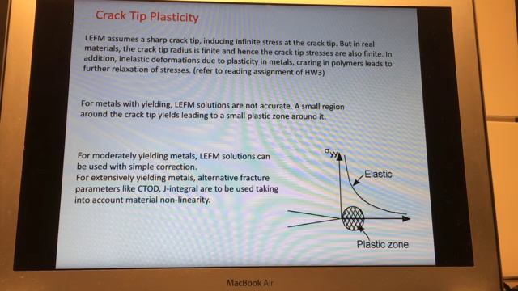Okay, so here there's some comment. Our linear elastic fracture mechanics assumes a sharp crack tip. We already touched on this before, and a sharp crack tip is going to induce infinite stress at the crack tip. But in reality, in real materials, the crack tip radius is finite. It's never infinitesimally sharp. It's finite, and hence the crack tip stress is also finite. Okay, this is one aspect. Another aspect is, in addition, inelastic deformations due to plasticity in metals or crazing in polymers lead to further relaxation of stresses.